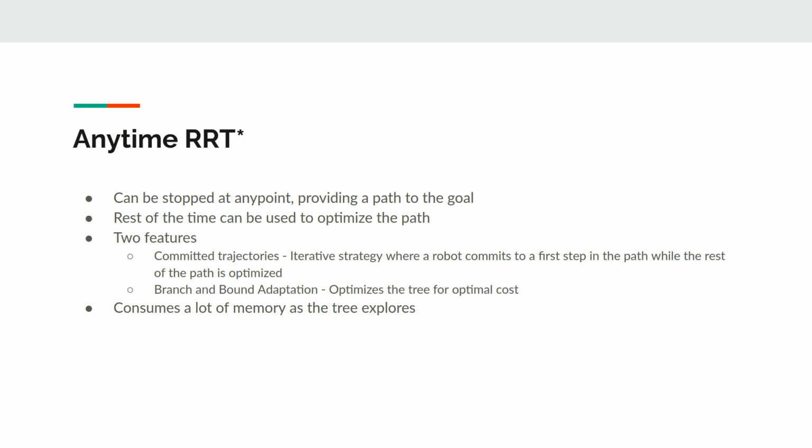Anytime RRT star is a single directional RRT star algorithm. It introduces 2 features. Committed trajectories is an iterative strategy where a robot commits to the first step in the path while the rest of the path is optimized. Branch and bound adaptation optimizes the tree for optimal cost. One downside is that it consumes a lot of memory as the tree explores.